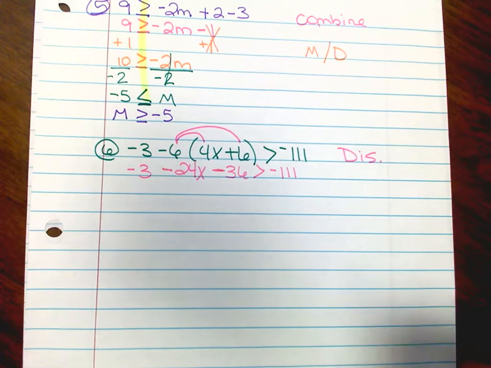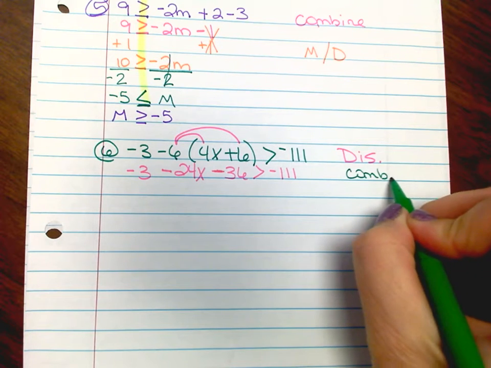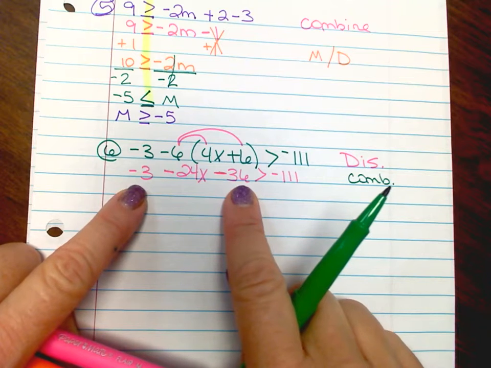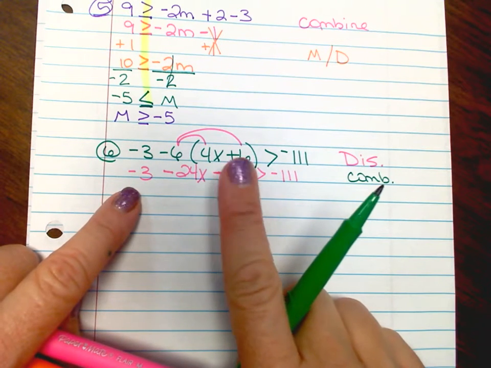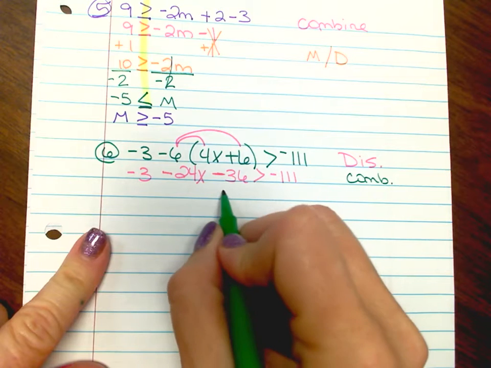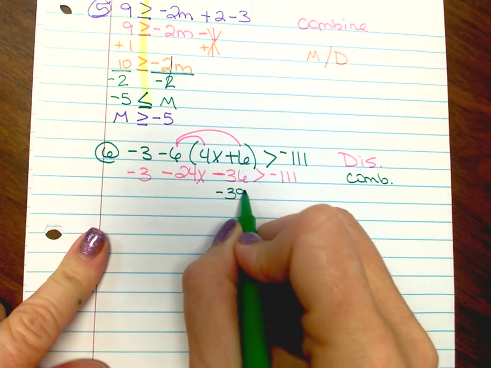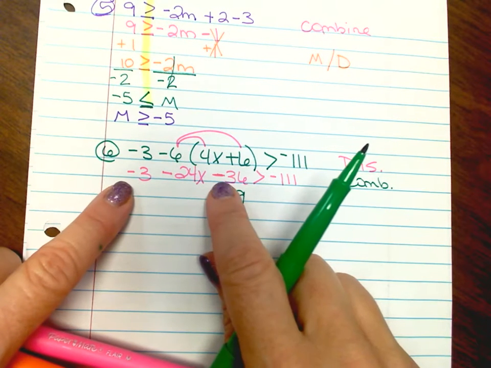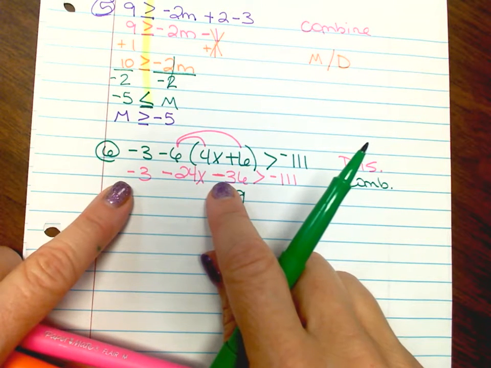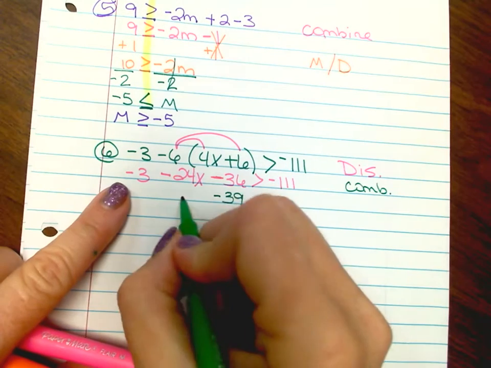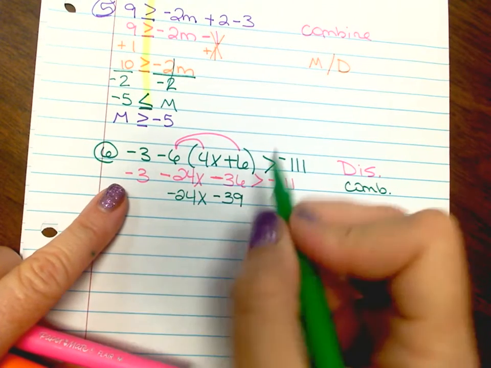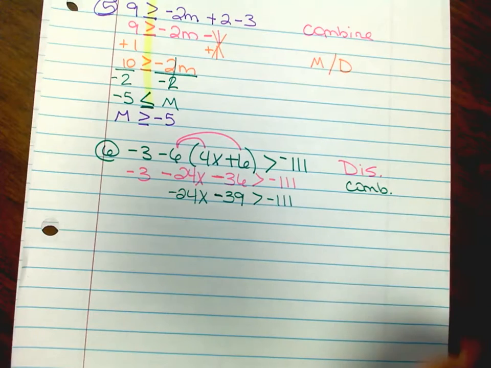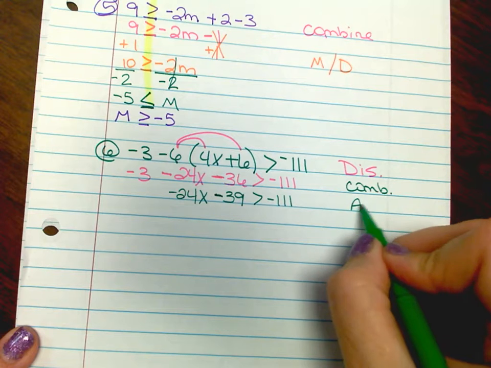So now we need to combine. Okay. I have two whole numbers here I can combine. So a negative 3 and a negative 36 becomes a negative 39. Two negatives, adding them together make a bigger negative. There's no cancellations. So let's bring down the negative 24x minus 39 is greater than a negative 111. So now we need to add or subtract.